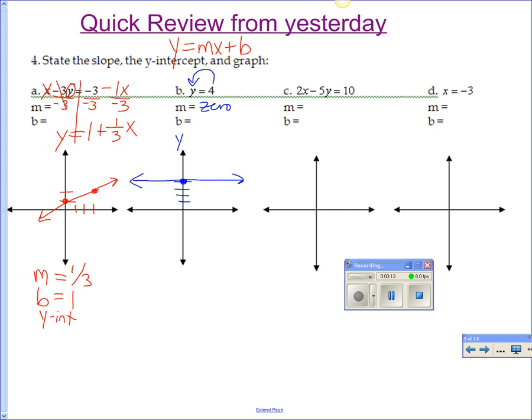Either one's fine. And Louie, what does B stand for again? Because it's your what? What's it called? The y-intercept. So this one crosses y at the 4. Okay.